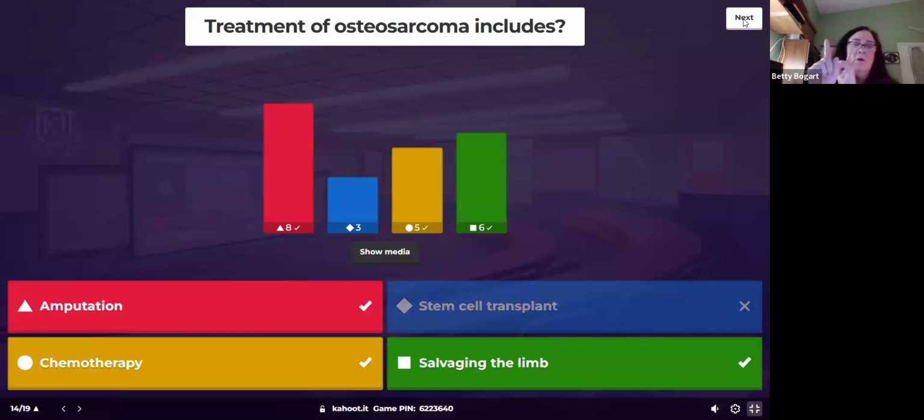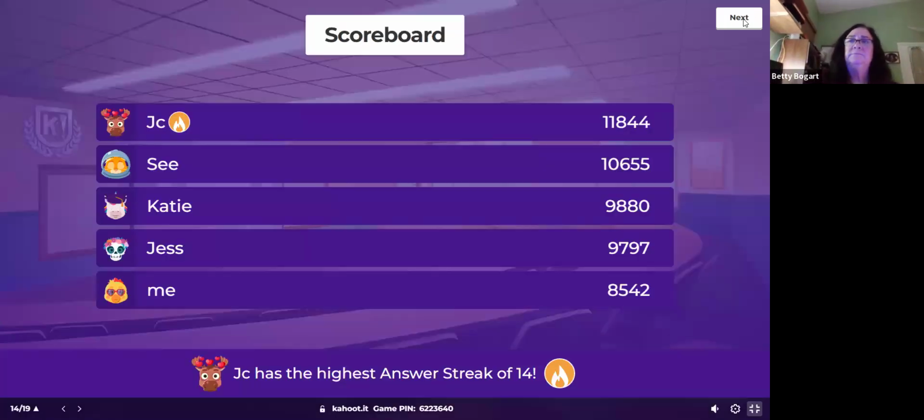So, with an osteosarcoma, our goal is to salvage that limb, yes. But sometimes we can't. So amputation, we have to get rid of that anyway. That bone has got to go. If we can salvage it, that's the best. And yes, we're going to do chemo. Stem cell doesn't work for this. Stem cell is more the blood, more leukemia. It's not for a bone cancer.